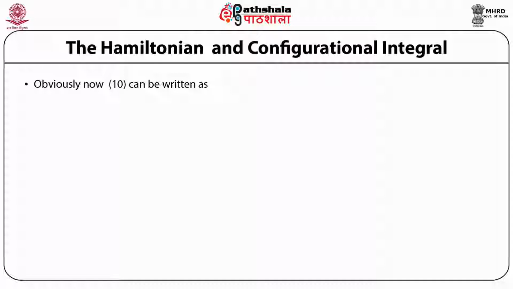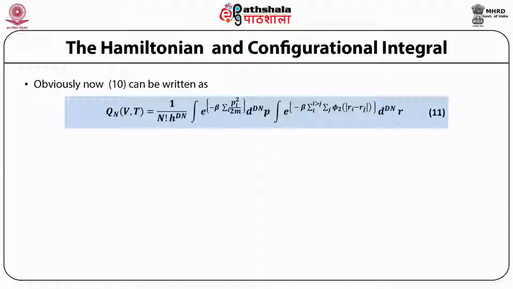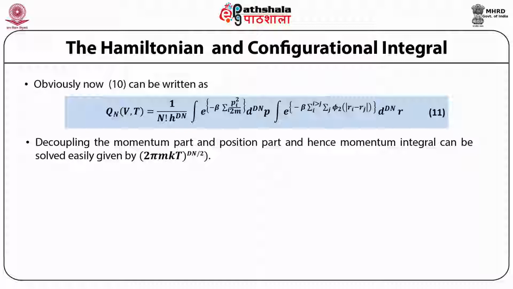Obviously now 10 can be written as equal to 1 upon N factorial h raised to power dN, integral over e raised to power minus beta summation over i pi squared upon 2m d^dN p, integral over e raised to power minus beta summation over i greater than j, summation over j, phi 2 as a function of modulus of ri minus rj d^dN r. Here decoupling the momentum part and position part has happened, and hence the momentum integral can be solved easily, given by 2 pi m kT raised to power dN divided by 2.